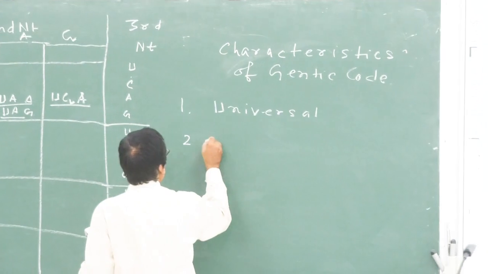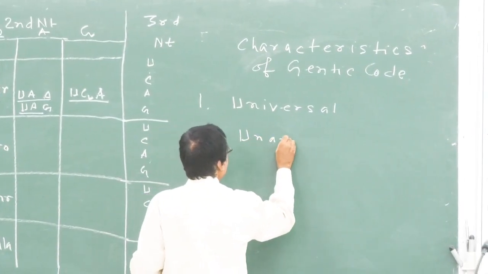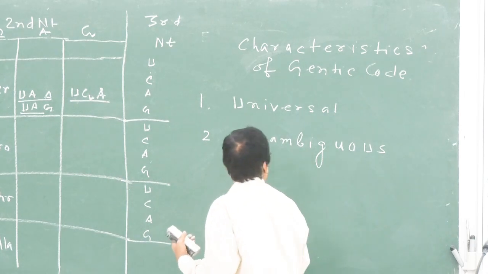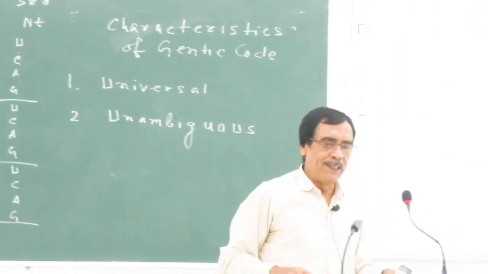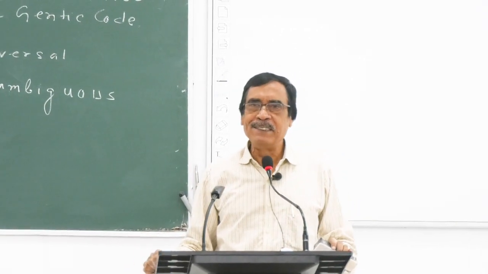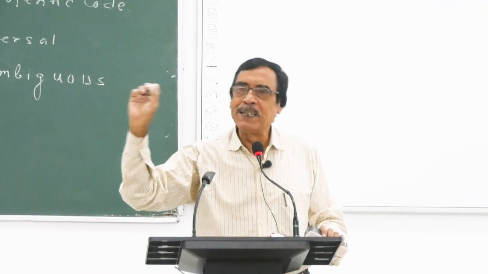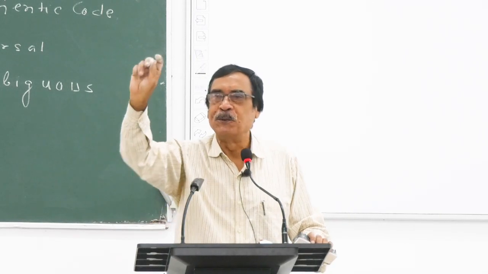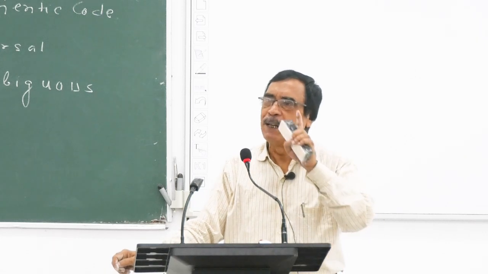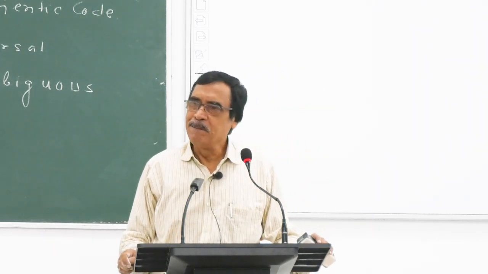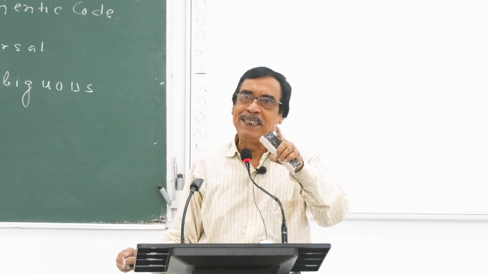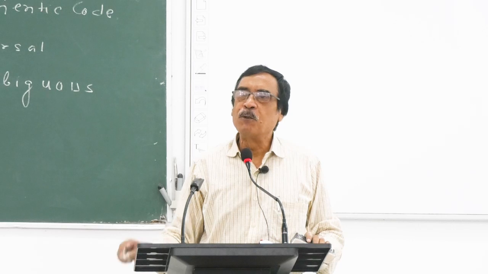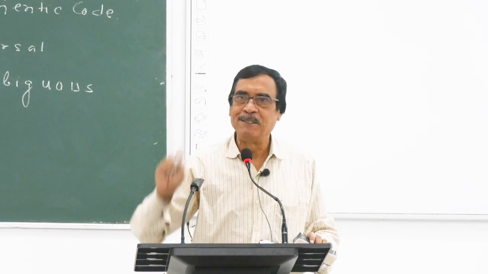Number two, ambiguity of the genetic code. What does ambiguous mean? One codon is meant for one amino acid, but the reverse is not true. That means one amino acid can be coded by several codons, but one codon codes a single amino acid.